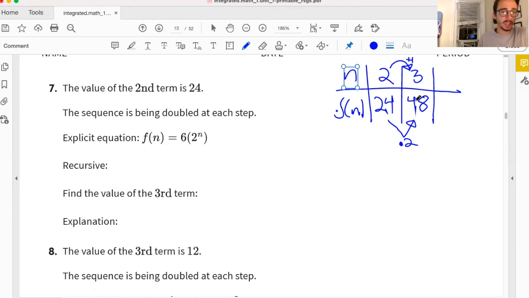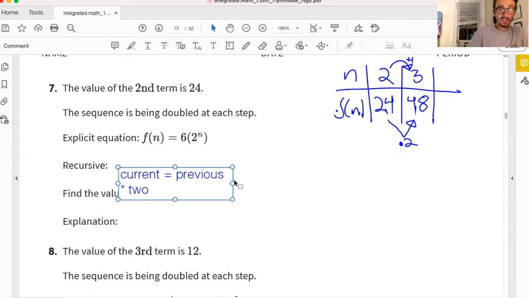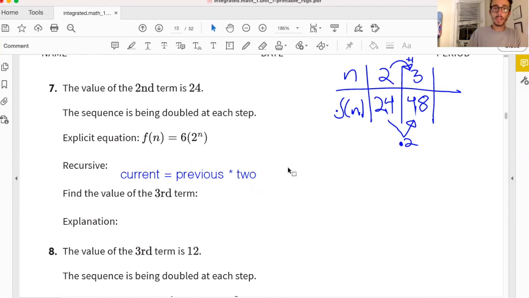What are we being asked to find here? The recursive, so we need to have our starting point, maybe, and then how that current term equals the previous times 2. You can just say something like that. That works for me. The third term, we just got that. That was 48.